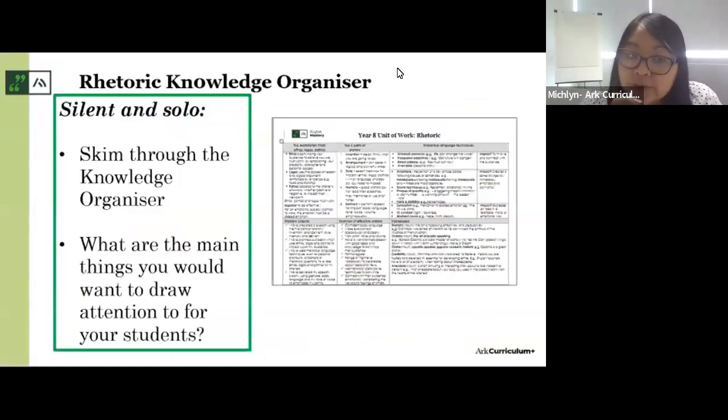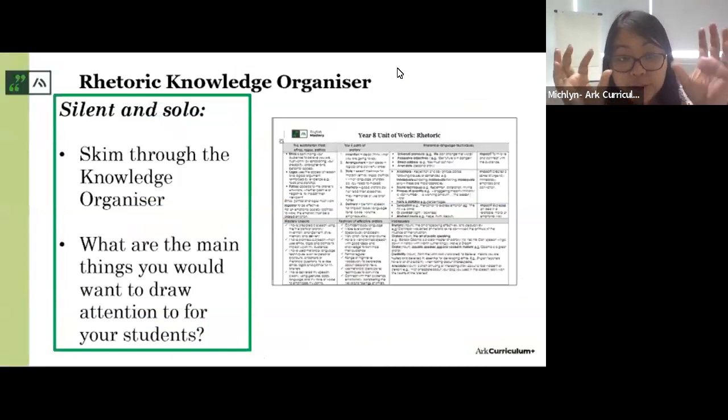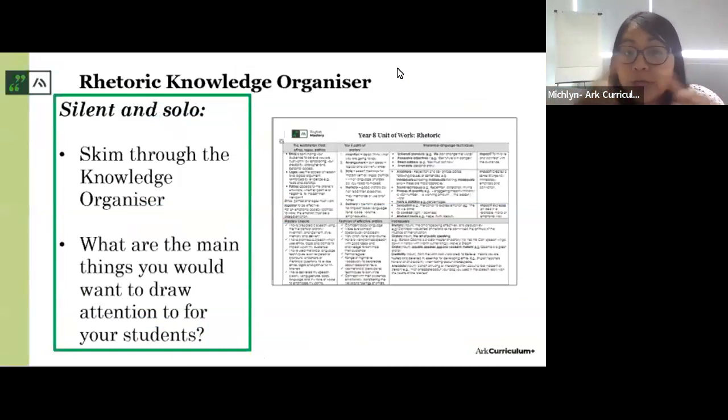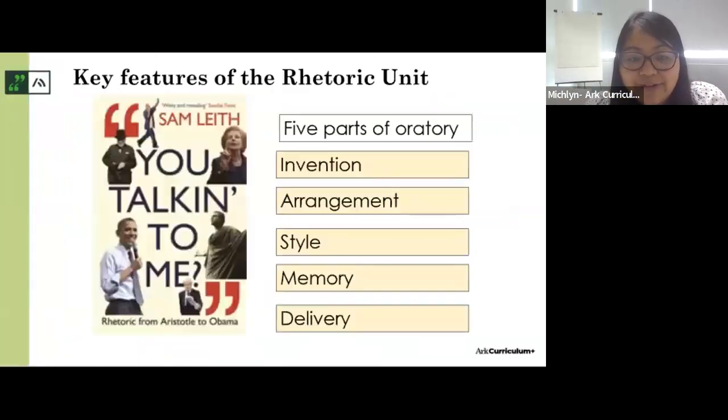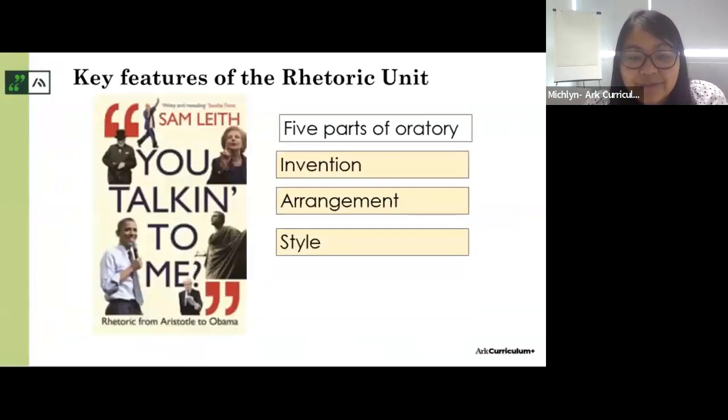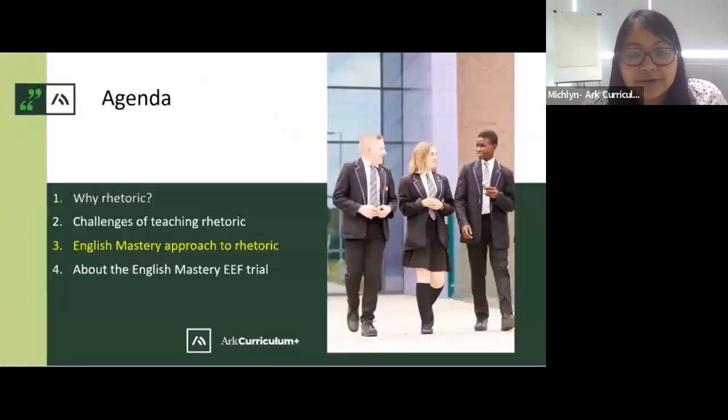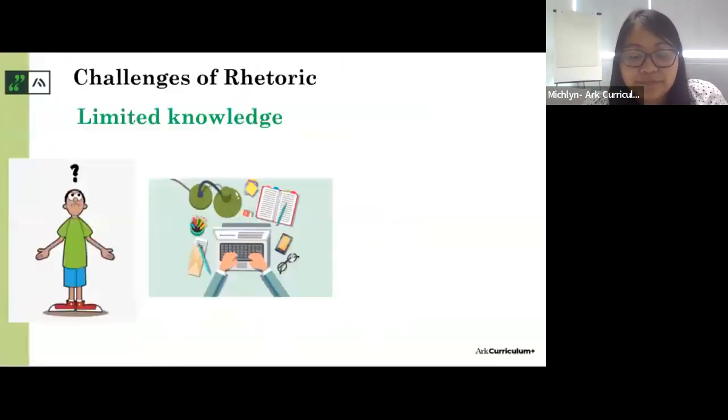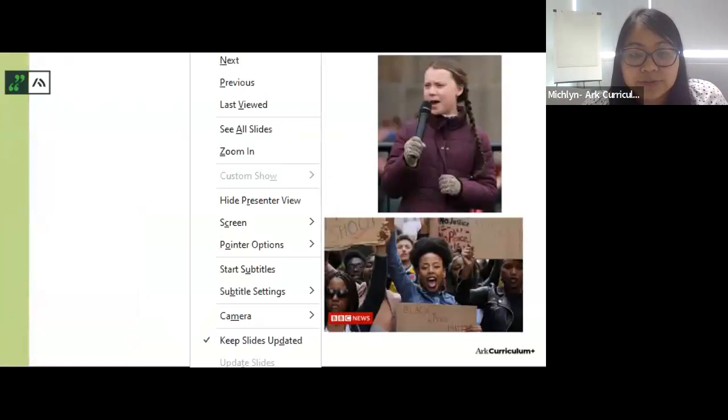I'm going to go back to the QR code in a minute, just in case anybody hasn't been able to scan the resource. Once you scan the code, you'll be able to see the knowledge organizer. All I'd like you to do is have a look at it and highlight or note down the main things you'd want to draw your students' attention to. I'm going to go back to slide 1 and give you a minute to look at those resources.